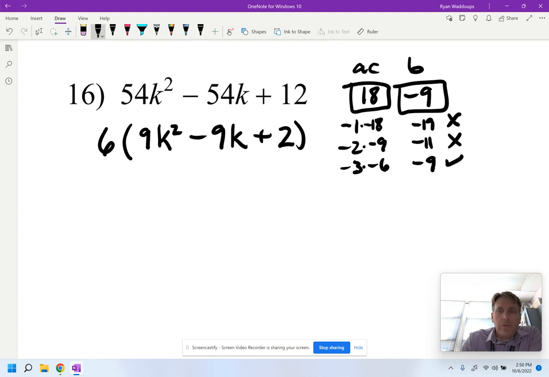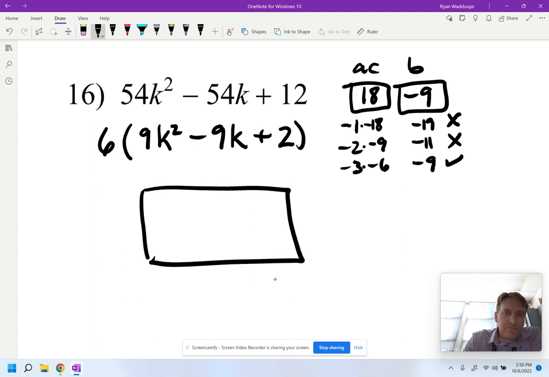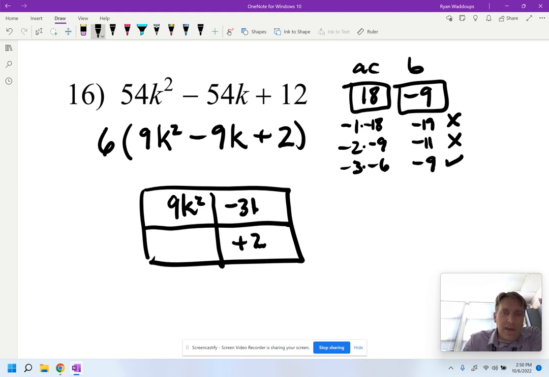So we're going to write here a box. 9k squared plus 2, and then minus 3k and minus 6k. And factor out here a 3k off of that top row. And this first column also 3k. And then minus 2, I believe, out of that bottom one. And down here, I'm going to say minus 1.